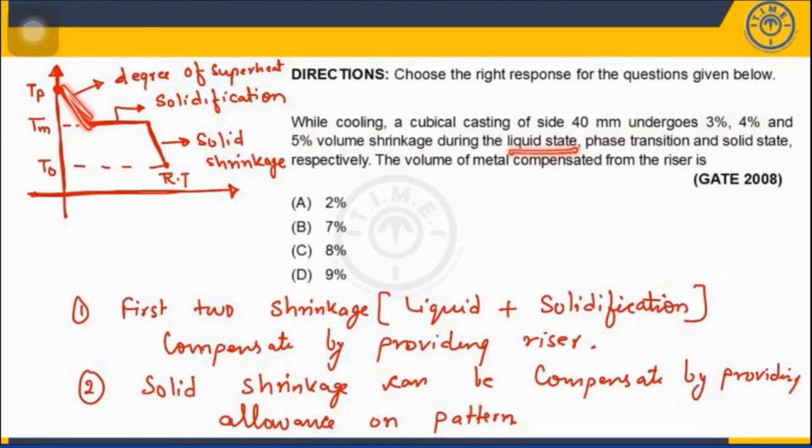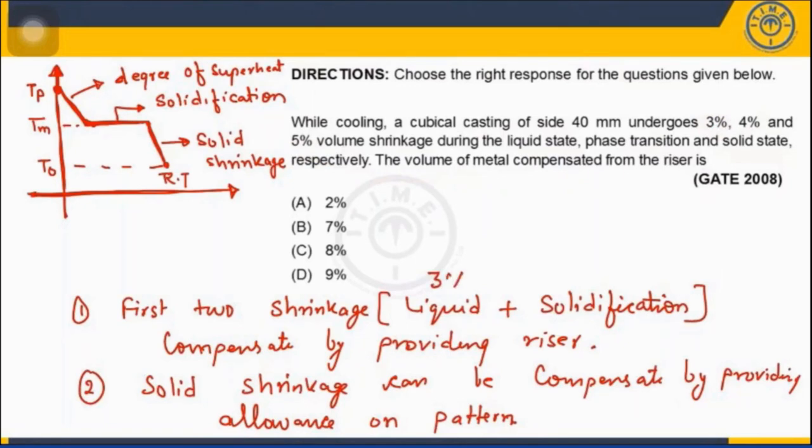That means this is the liquid state. Phase transition, that means the solidification. Third one will be the solid state. Now the question is the volume of metal which will be compensated from the riser. How much volume will be compensated by the riser? The two shrinkages that are basically compensated by the riser. So what is the volume?